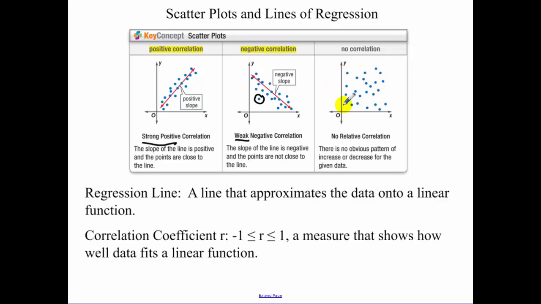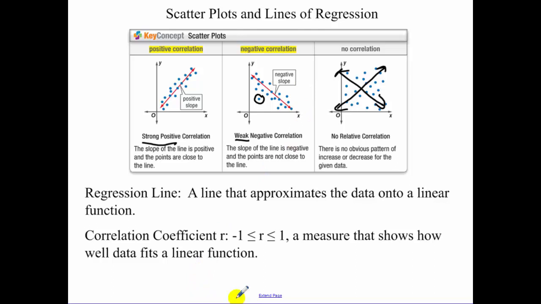And then no correlation, well, I could draw a positive sloping line, I could draw a negative sloping line, we could draw some vertical lines. There's really no correlation between any of the points.